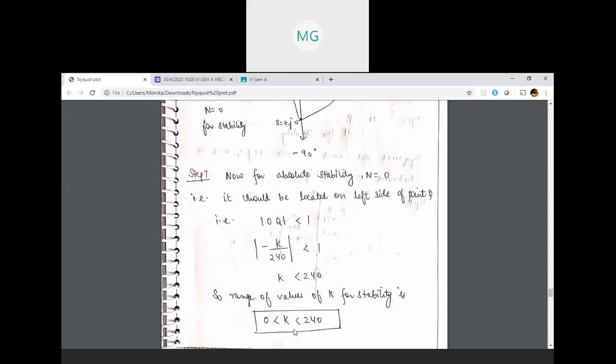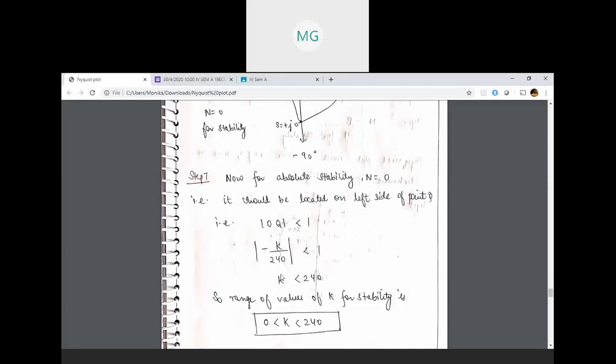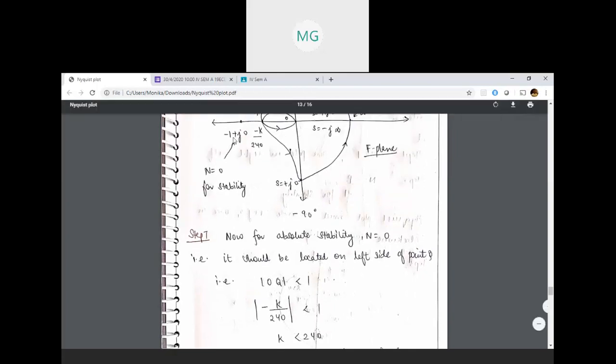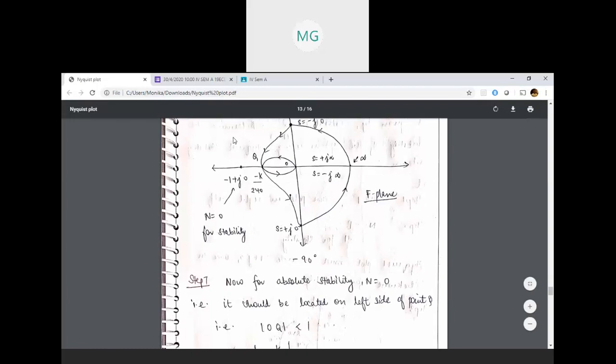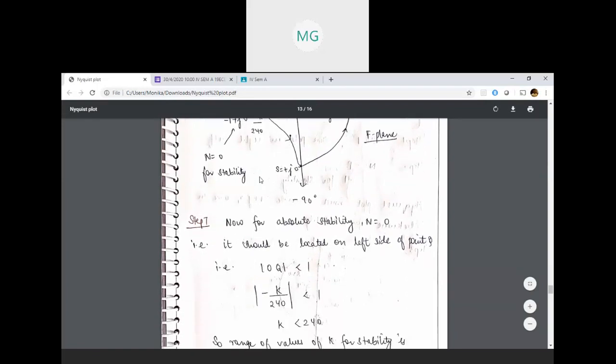Equal to 240 means 240 by 240, it will become minus 1. We don't want the point to become minus 1 for the system to be stable. For the system to be stable, the Nyquist plot should not encircle this point. That means the value of k should be between 0 to 240. That's all.